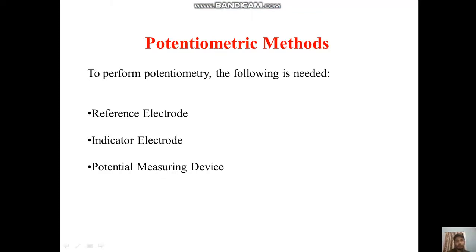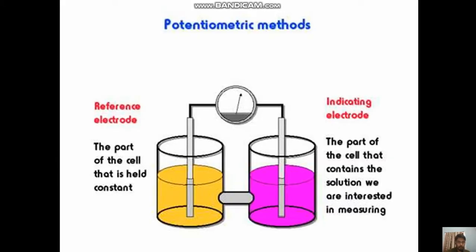Hello everyone. Already I have explained what the reference electrodes, the electrodes and salt bridge are, and also explained the Nernst equation in my previous video. So now we'll see the potentiometric method. To perform potentiometry, the following is needed: reference electrode, indicator electrode and potential measuring device. So we are going to discuss the reference electrode here.